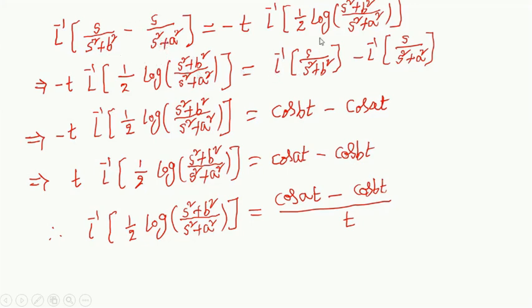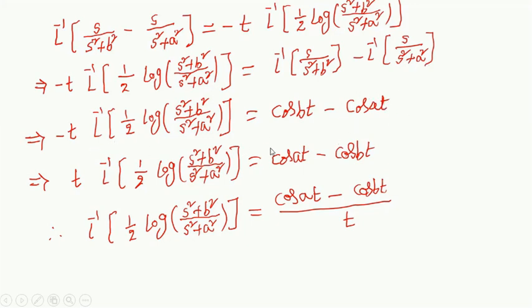L inverse of s by s square plus b square minus L inverse of s by s square plus a square. So this implies minus t into L inverse of 1 by 2 into log of s square plus b square by s square plus a square is equal to, what is L inverse of s by s square plus b square here? L inverse of s by s square plus b square is nothing but cos bt, minus L inverse of s by s square plus a square is nothing but cos at.